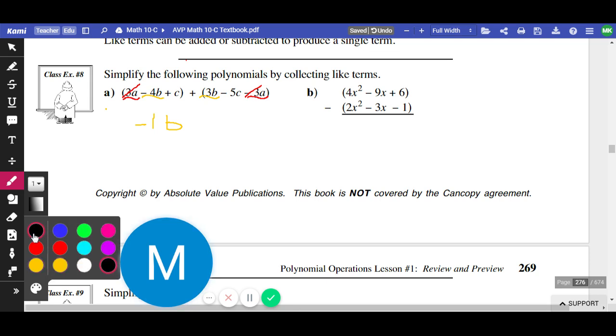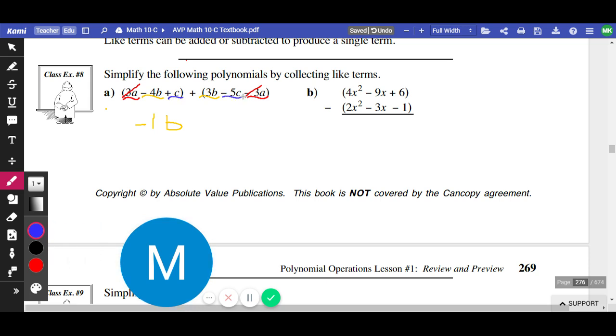My last one is going to be C. So I have plus C minus 5C. Again, think of it as a thing. If I have plus 1 of something, and there's an invisible one there, and then subtract 5 of those things, I would be left with negative 4 of those things. Negative 1B minus 4C would be that polynomial with like terms collected together.